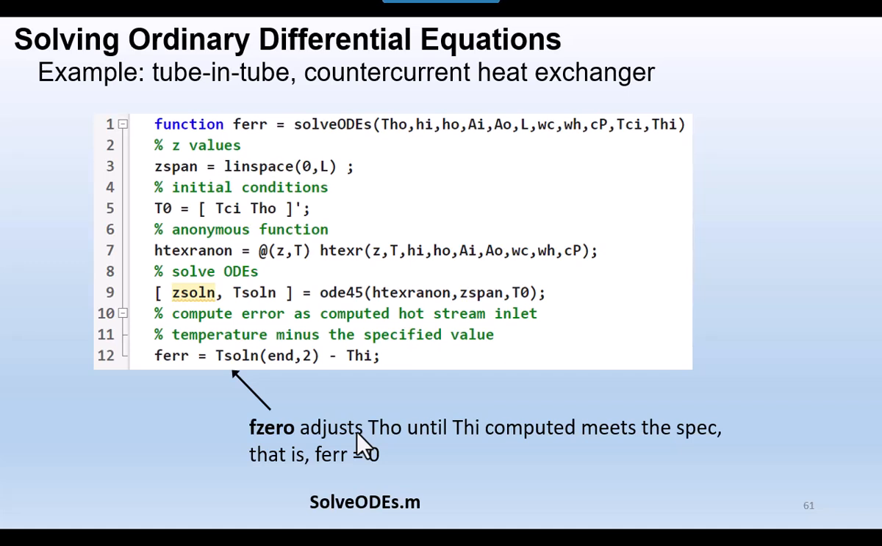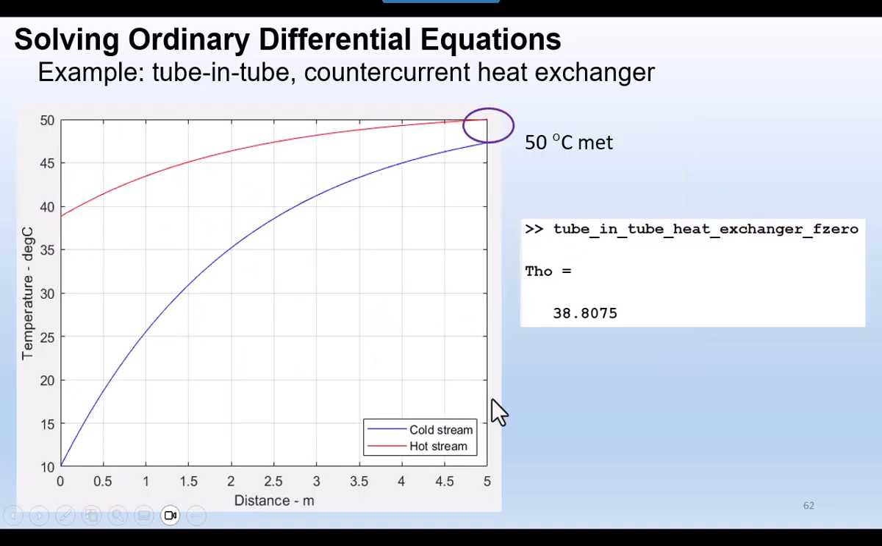This is the solve ODEs, and again, it shows that it's TH0 that it's adjusting until we get the final solution equal to the specification of 50 degrees. And then this is what we get. And also over in the command window, we display what that final outlet temperature of the hot water is, which is about 38.8 degrees Celsius, and you can see that on the figure. All right, so that's it.